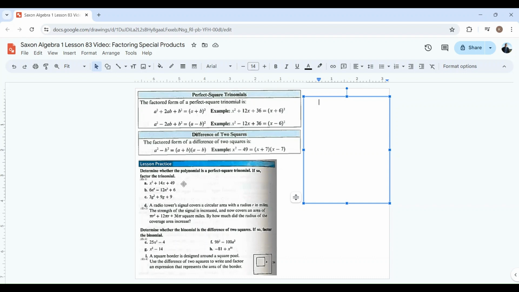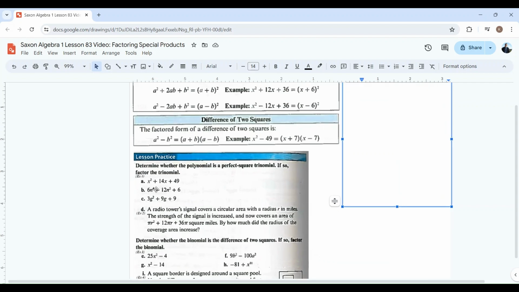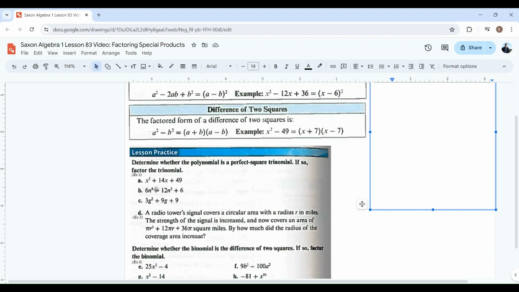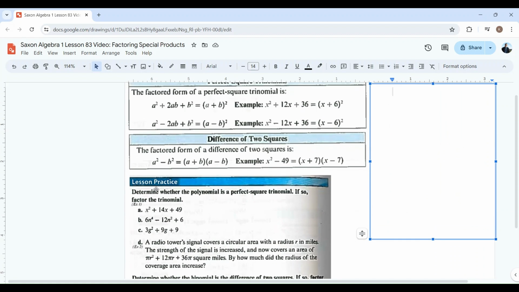Now, we're going to work some practice problems here, and we're going to just emphasize the special patterns that we're following as we work these problems. We're going to start with letter A, and down here what we're doing is we're determining, first of all, is this a perfect square trinomial? Does it fit the special pattern? If it does, we can factor the trinomial. So let's go with letter A.